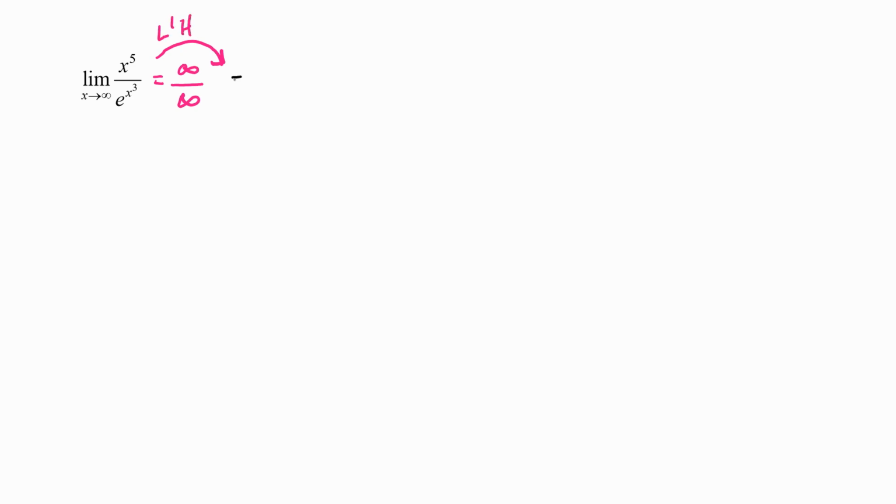So this will become the limit as x approaches infinity of the derivative of the numerator, which is 5x to the 4th, over the derivative of the denominator, which would be e to the x cubed, and then applying the chain rule, times 3x squared. We need to simplify, so we get the limit as x goes to infinity.